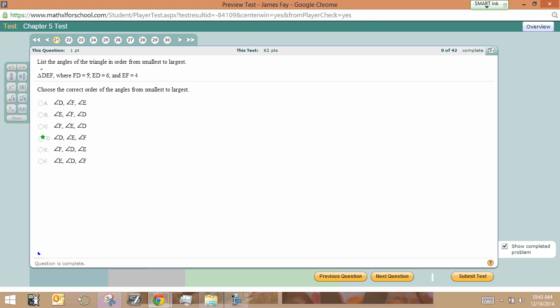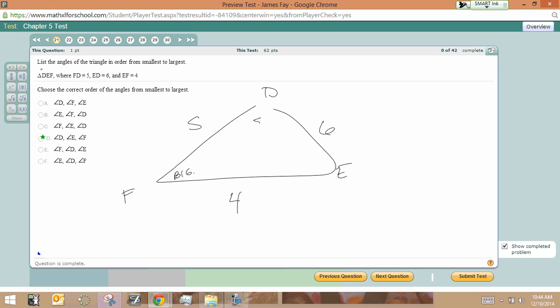List the angles of the triangle in order from smallest to largest. So we've got DEF, so there's D, there's E, there's F. FD is 5, ED is 6, and EF is 4. So across from 6 would be the biggest angle. Across from 4 would be the smallest one. And then this would be the middle one. And it says smallest to largest, so D, E, F.